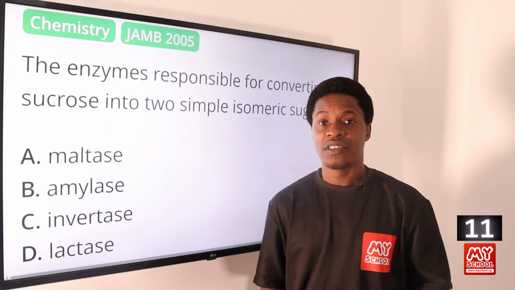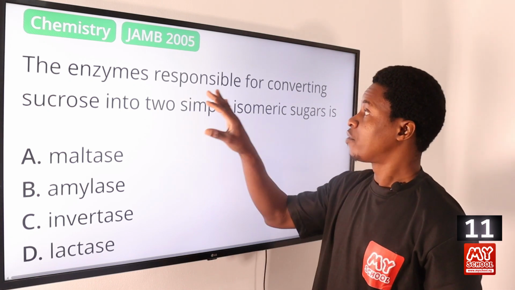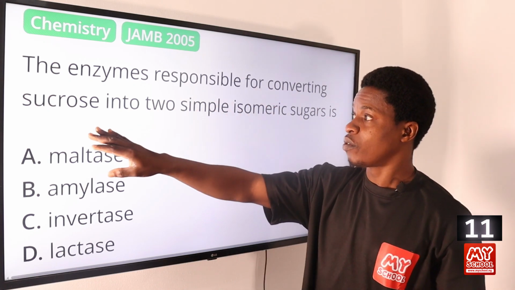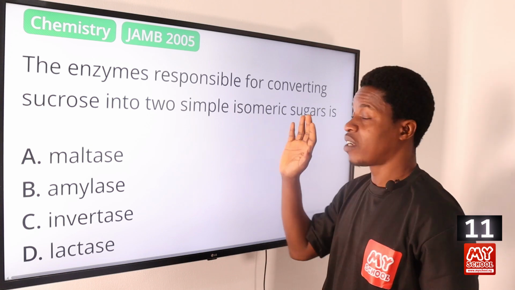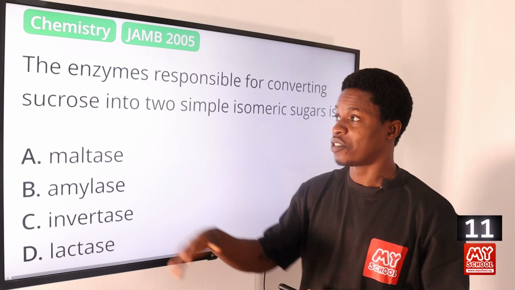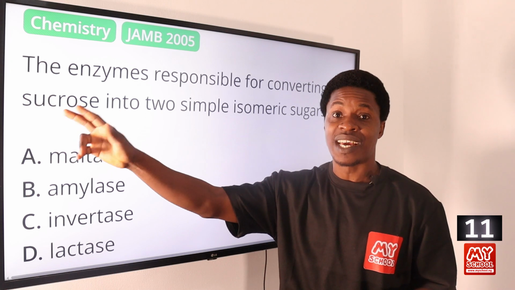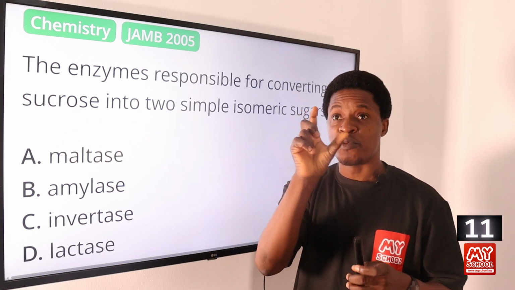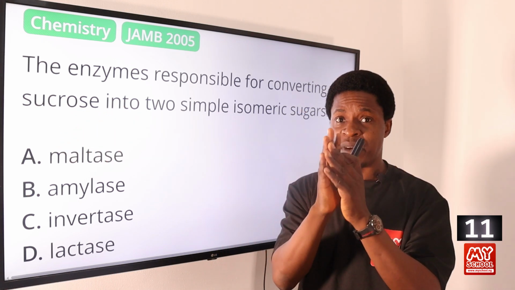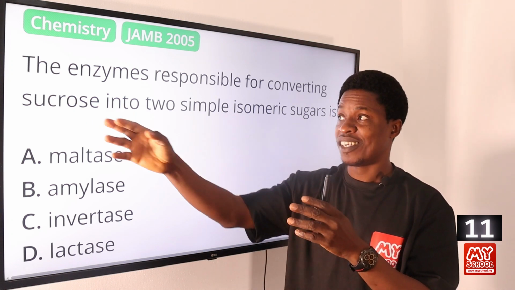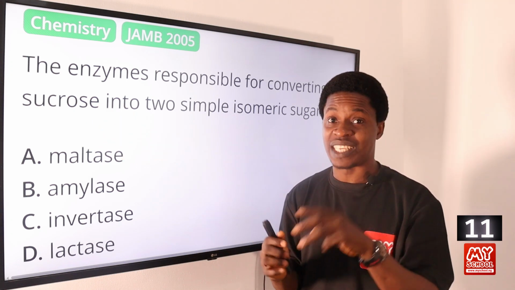Now let's move on to question number 11. The enzyme responsible for converting sucrose into 2 simple isomeric sugars is what? Okay, we must understand that sucrose is a disaccharide. We have 2 monomers that make up that particular compound. We have so many disaccharides, but there are 3 common disaccharides, okay?